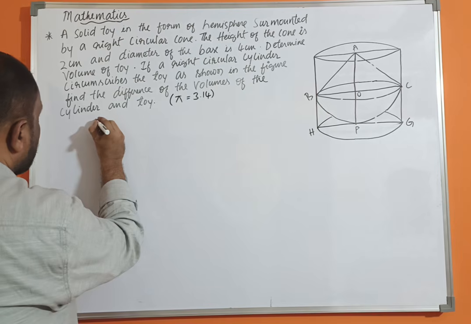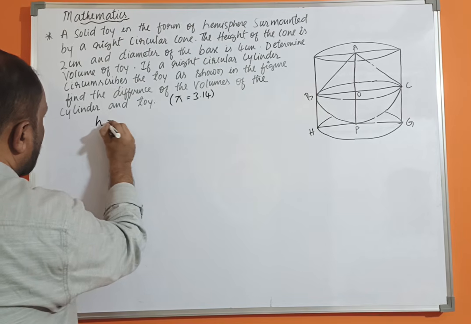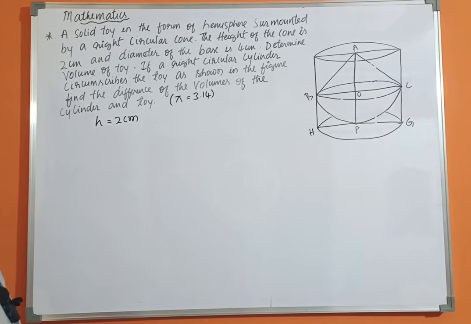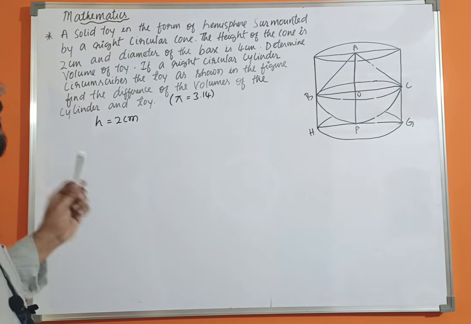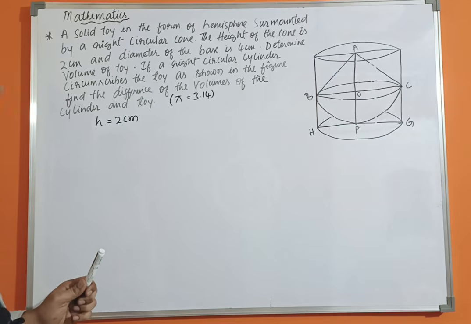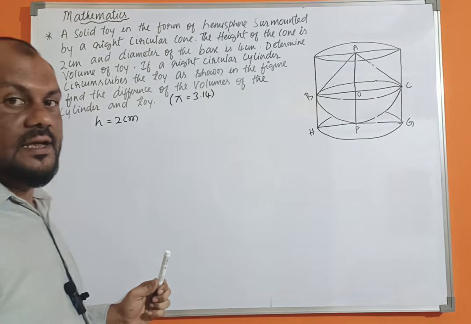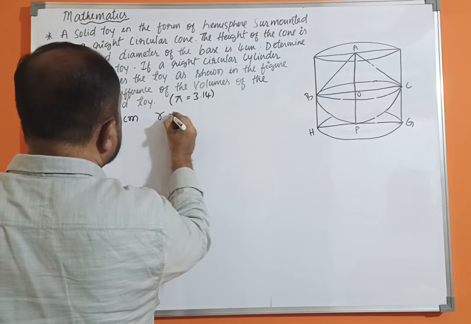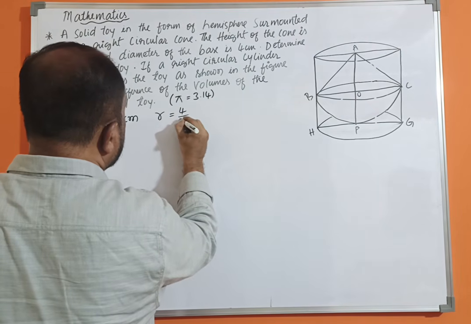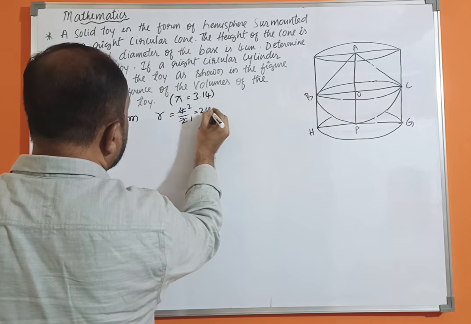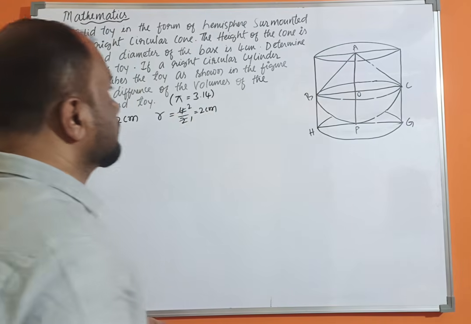The height of the cone is 2 centimeter. Height of the cone is equal to 2 centimeter, and the diameter is 4 centimeter. But we require the radius for the calculation. So I take r is equal to diameter by 2, 4 by 2, that is 2 centimeter.